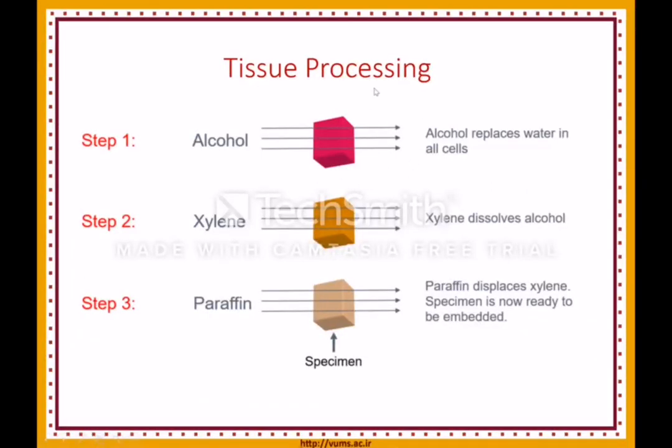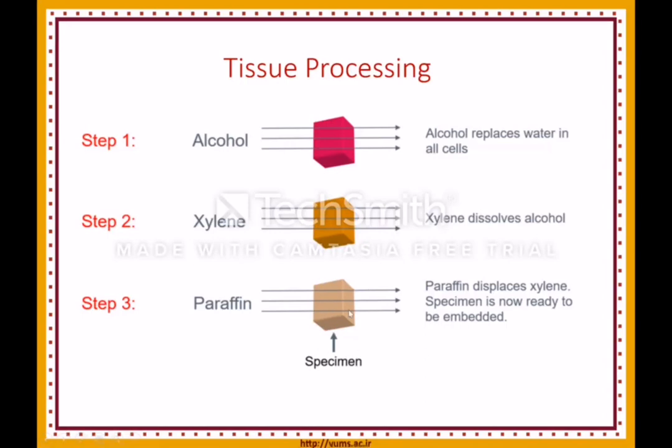Here in this slide again you see different steps of tissue processing. Step 1 is dehydration with alcohol that replaces water in the cell. After that, clearing is done using xylene. Xylene dissolves the alcohol, and finally, in the last step, paraffin displaces xylene. And now the specimen is ready for embedding in the paraffin.